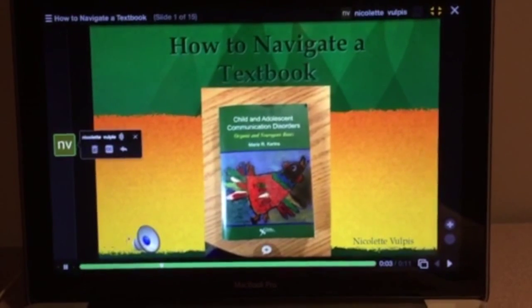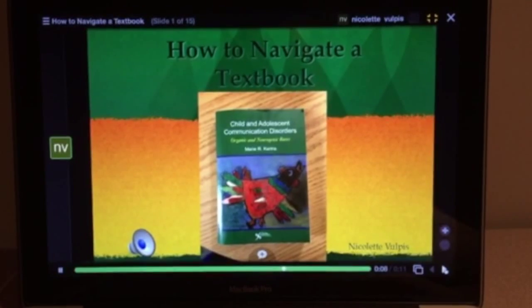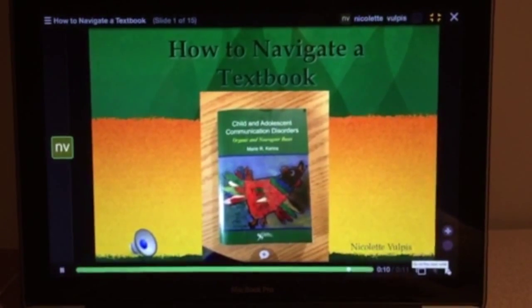Today we are going to learn about how to navigate a textbook. We're going to talk about the different parts of a textbook and how to use them.